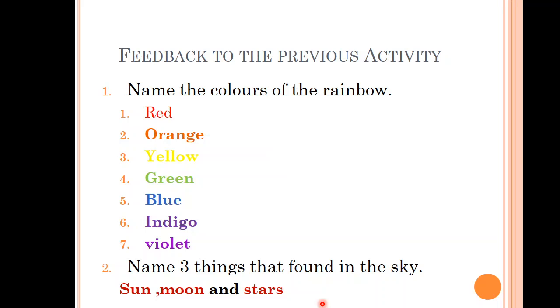And number 2, name 3 things that are found in the sky. We have the sun, the moon, and then the stars. Those are the 3 things that are found in the sky.